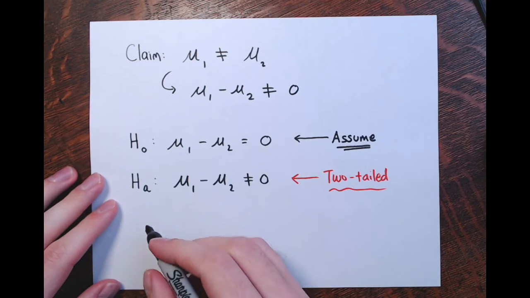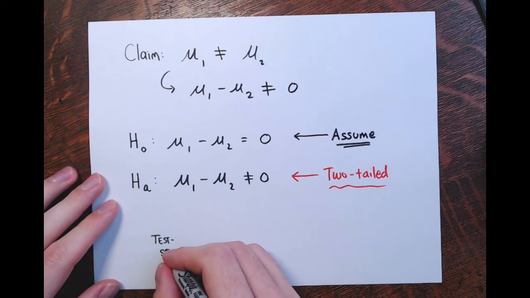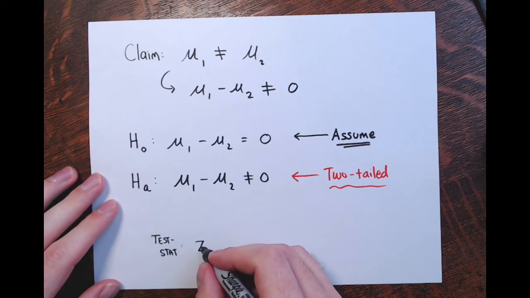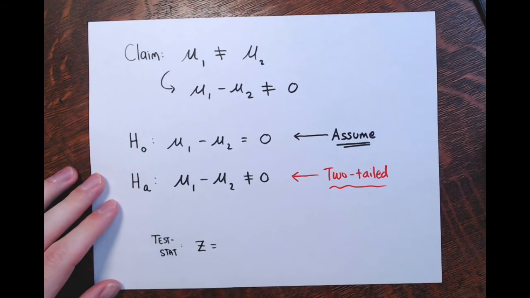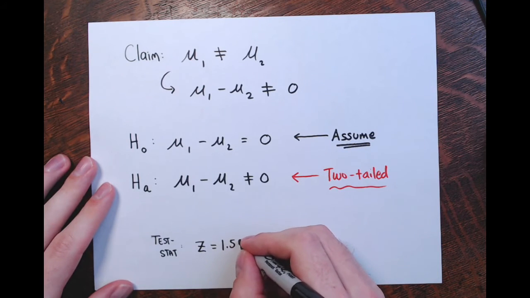They gave us the test statistic and asked us to find the p-value, and that's all. So the test statistic for our samples, the z-score for the difference between our sample means, they said it was 1.56.